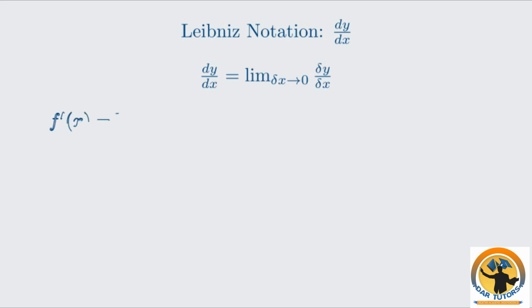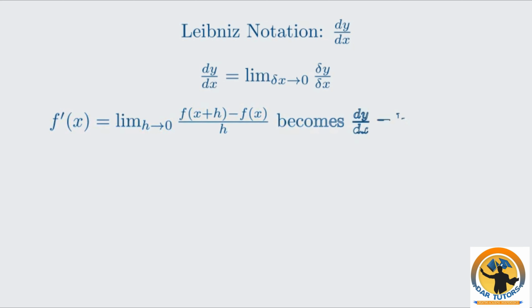If we replace h with delta x, and f of x plus h minus f of x with delta y, the limit definition becomes the limit as delta x approaches 0 of delta y over delta x, which is exactly what dy over dx represents. Both f prime of x and dy over dx mean the same thing, the derivative of the function. You should be comfortable using either notation.